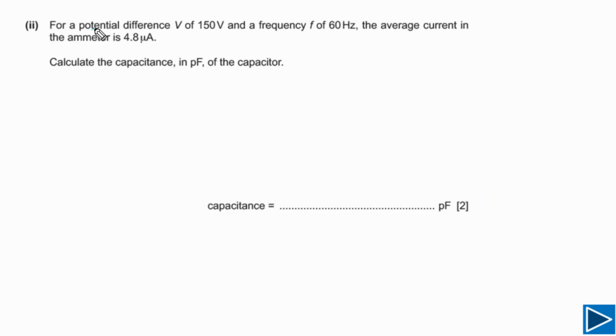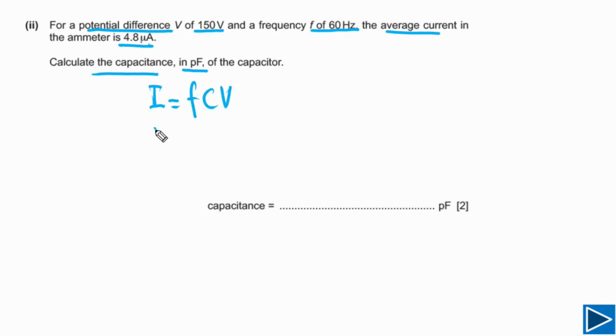For part B2, it is given to us the potential difference is equal to 150 volts and frequency is equal to 60 hertz. Average current in the ammeter is given, that is equal to 4.8 microamps. We need to calculate the capacitance in picofarad. This question is pretty straightforward because it is just based on part B1. In part B1, we have derived this expression I is equal to FCV.